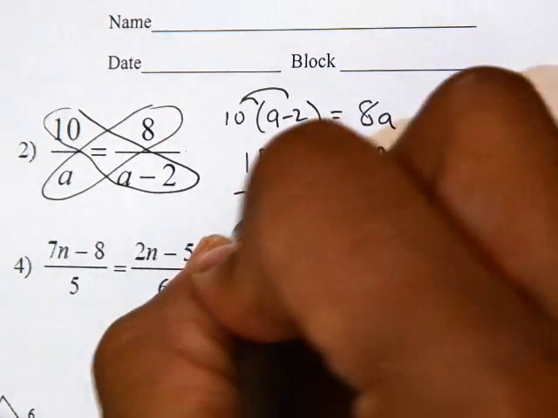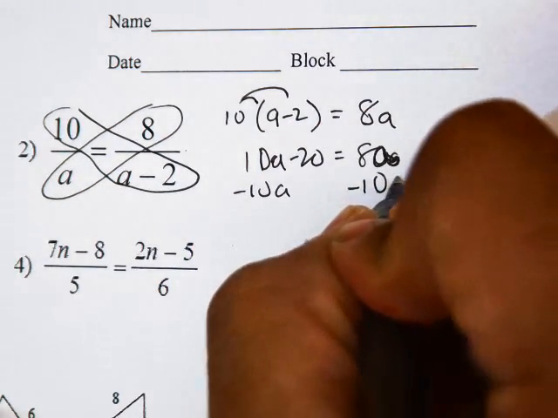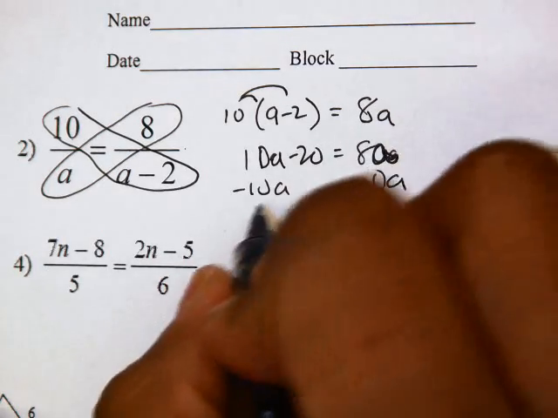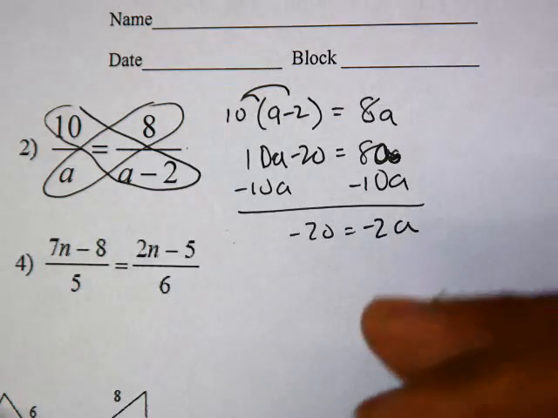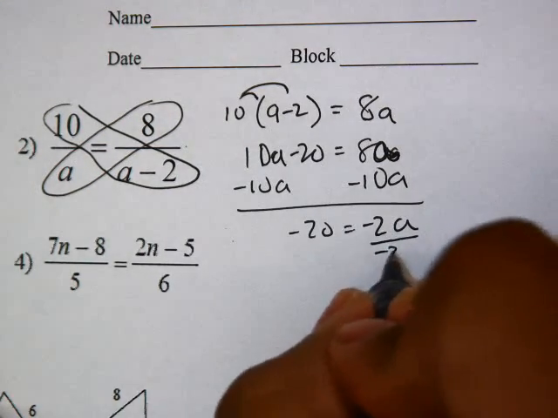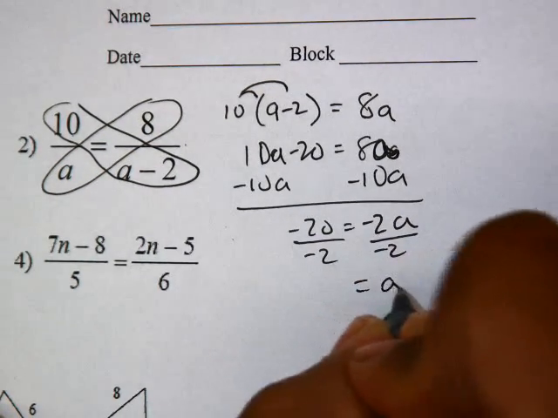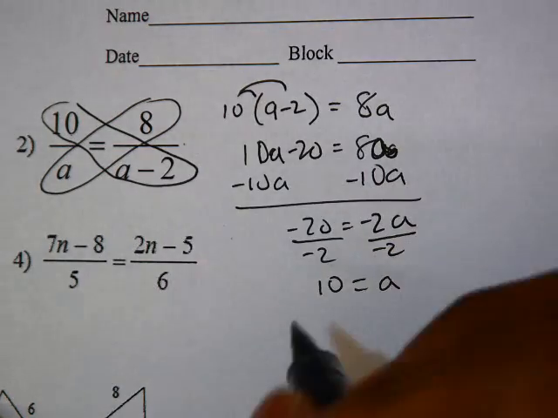If I subtract 10a from both sides, that's 8a minus 10a, which is negative 2a. Divide by negative 2, and I get that a is equal to 10.